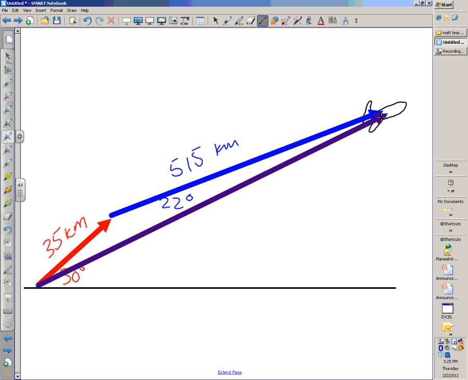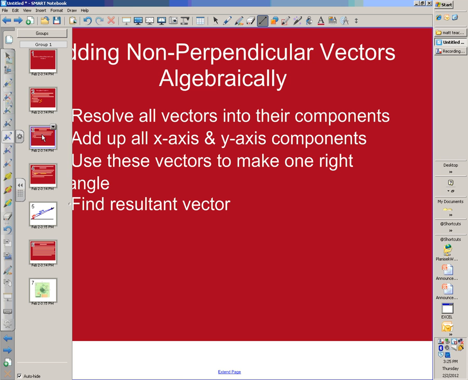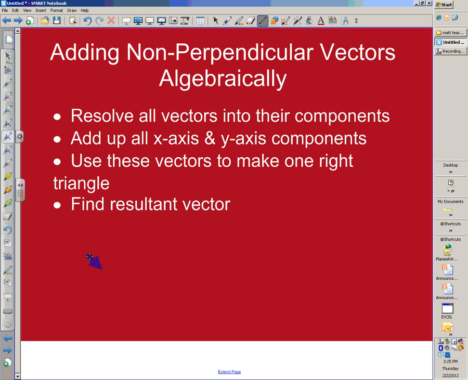It is part of a triangle, and it is the longest side of the triangle, but it is not a right triangle, so we can't use our normal sine, cosine, and tangent functions the way we do on right triangles. But, as we mentioned earlier, there's a way that we can deal with that. If we go back, the first step in this process is to resolve all of the vectors into their components.